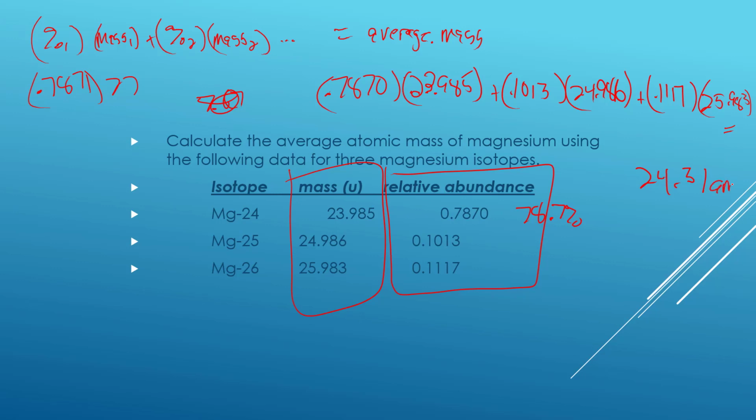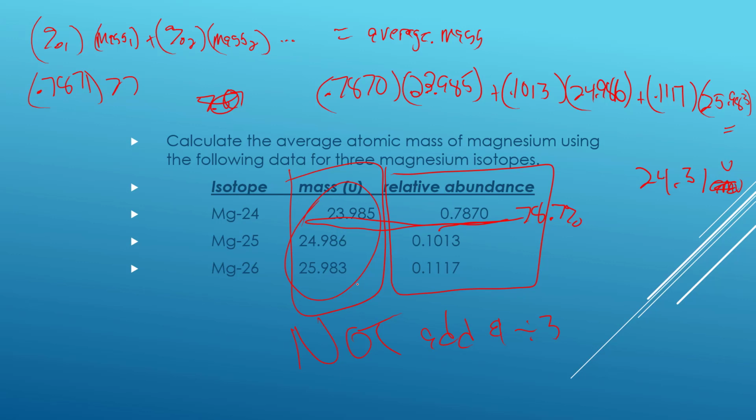That's going to be in amu. This should make sense: most of these atoms weigh 23.985, so my average should be close to that. Notice we did not just add and divide by 3, because there are different abundances. It's like grades, where one weighs far more than another.